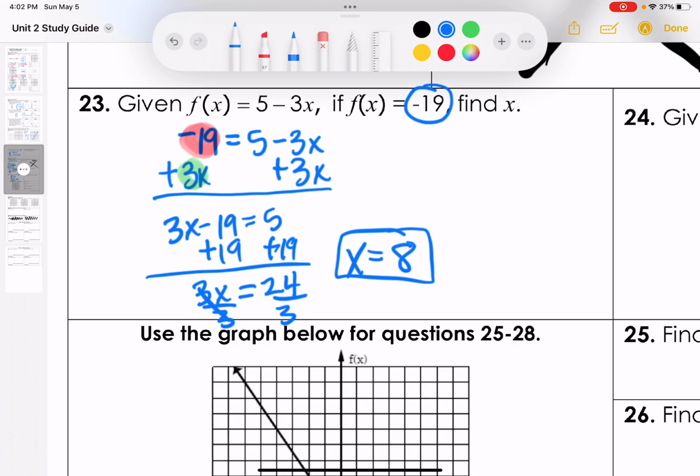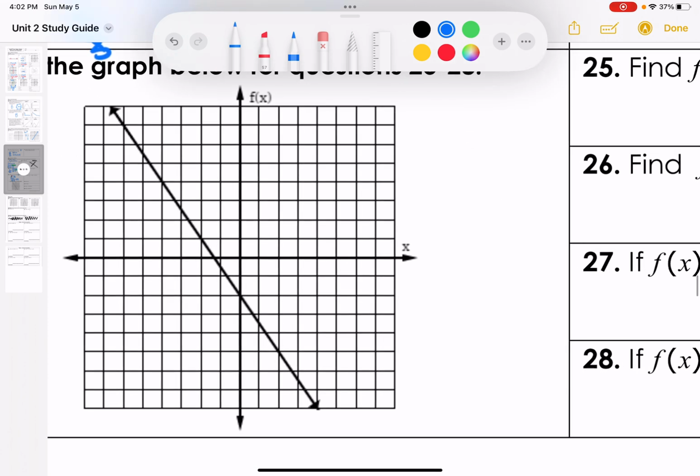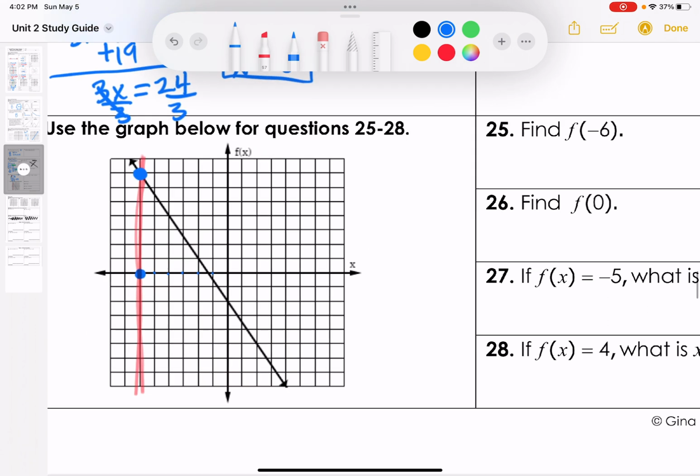All right, and then we're going to look at a graph example. So find f of -6. So I'm going to find -6 on the x-axis, which is this line right here. And then I want to find what y value it hits at on that x value, which is right here at the top, which is a +7.